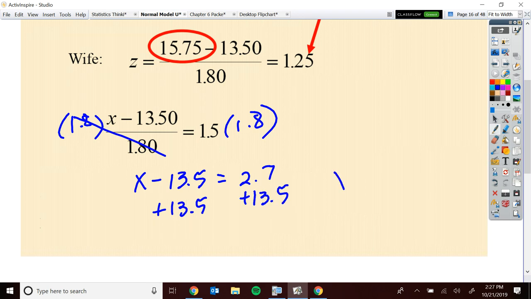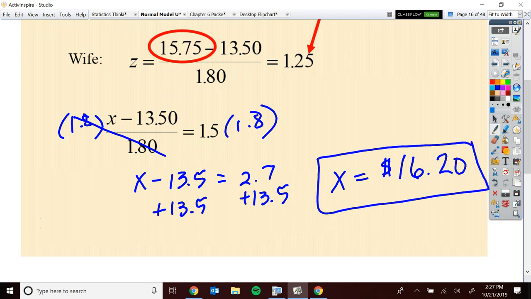All right, so what does her salary need to be? I got $16.20 for her to be in the 93rd percentile in her department. Okay, so that's where her hourly rate needs to be. All right, now we're going to have a different question.